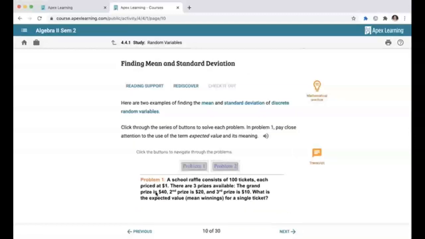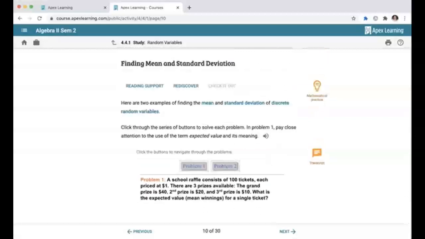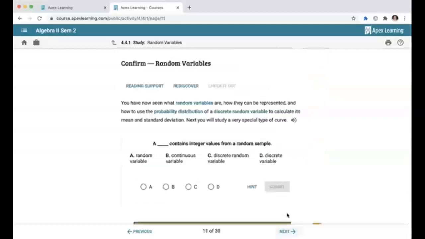Then here's a couple examples that I'll let you guys go through on your own, for the sake of time since we're running out here. They're really good practice problems for you to be able to work through.